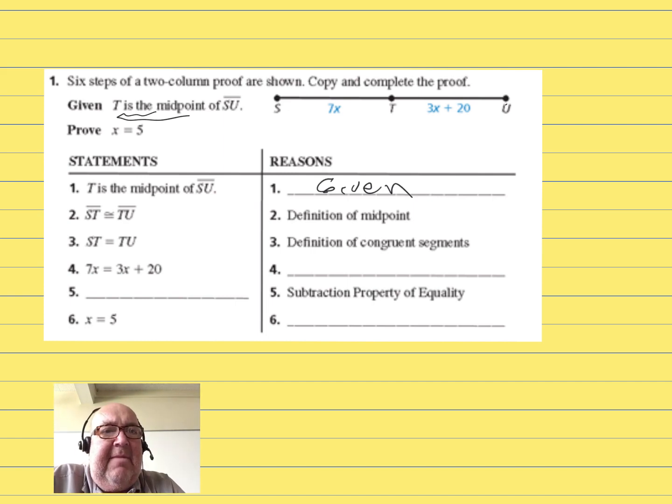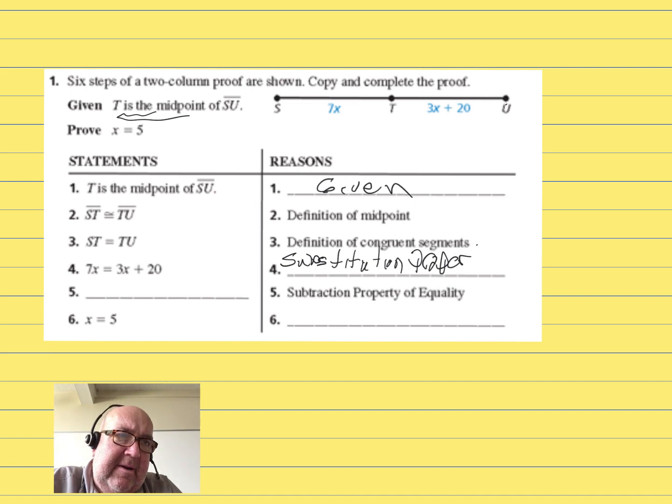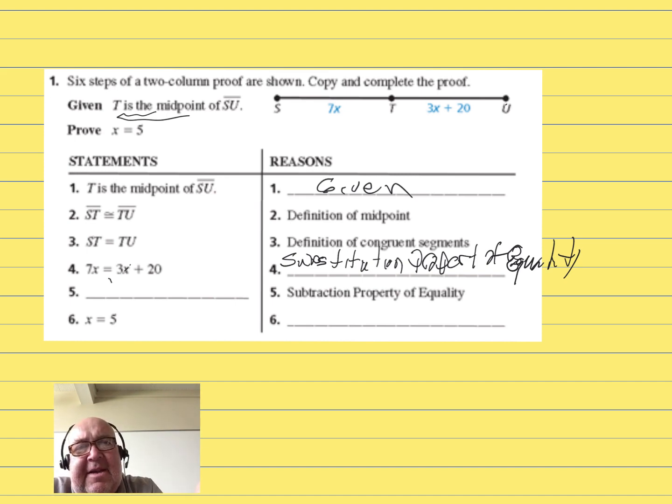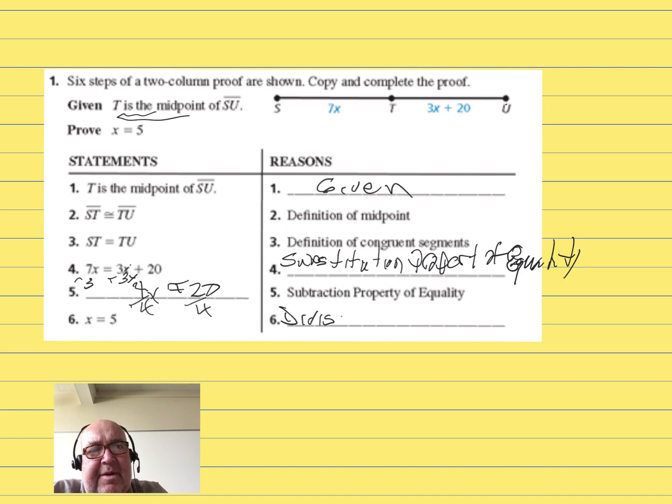So we can rewrite that as 7x is equal to 3x plus 20, and that would be the substitution property of equality. So with that being said, we can subtract 3x from both sides of the equation, and we're going to get 4x equals 20, excuse me. That was the subtraction property of equality. Finally, we end up with x is equal to 5 by dividing by 4. So that is going to be the division property of equality.